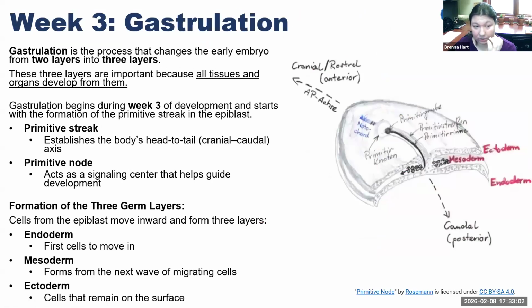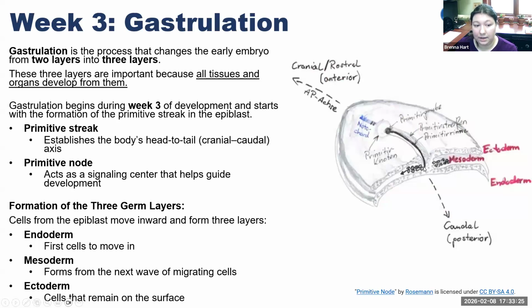The key thing about gastrulation is that this is where the embryo transfers from a 2-layer to a 3-layer situation. The 3 layers are the ectoderm, mesoderm, and endoderm. All the tissues and organs that you're going to have are going to come from these 3 layers. During this time, you have the primitive streak and the primitive node.